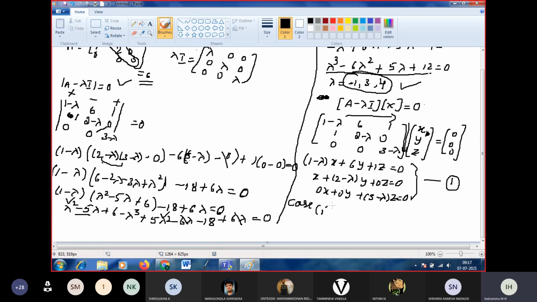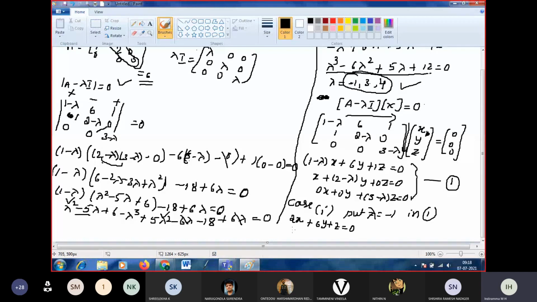So in case 1, put lambda equal to -1 in the system of equations 1. So what did you get? 1 minus of -1. So 1 minus of -1 is what? 2, right? So 2x plus 6y plus z is equal to 0.